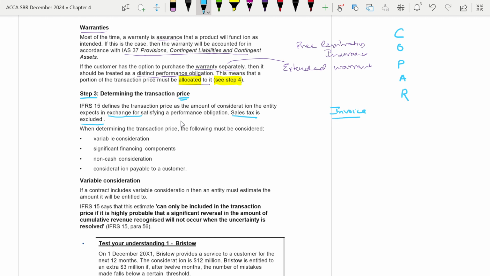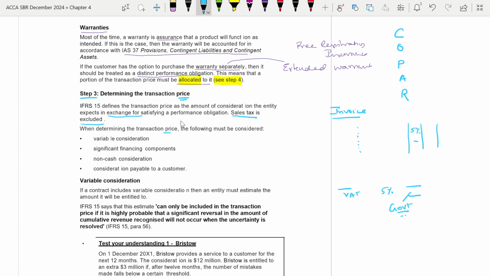Next time when you are purchasing any product, you will have all the prices. In the end, you will have something called VAT. You will have different columns. Some columns will have VAT included, some are VAT exempted. Sometimes some products are VAT exempted. And in the end you will have the VAT as 5%. That amount doesn't belong to the business. That amount belongs to whom? It belongs to the government. That is the reason they have specifically mentioned sales tax is excluded.